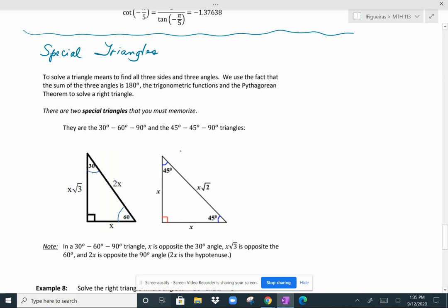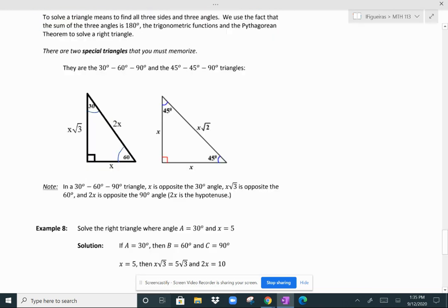The other one, the 45, 45, 90 degree triangle, is an isosceles triangle. And as I mentioned a few minutes ago with isosceles triangles, your legs are equal. So if one is x, the other one is also x. And that means that the hypotenuse, the relationship between those, will be x root 2.